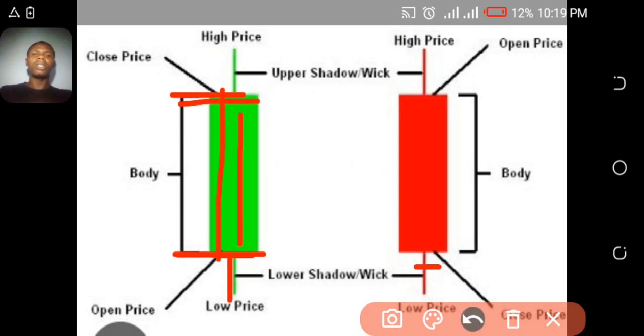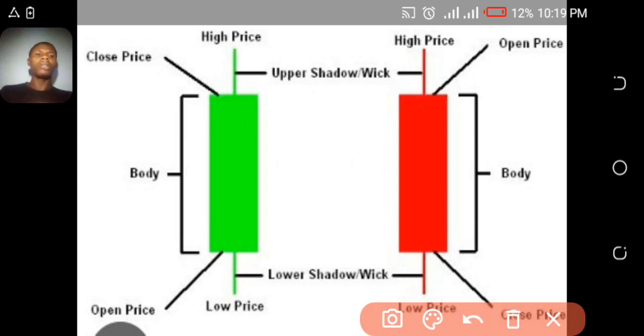So this tells us that the wick doesn't really matter, but what matters is the body. That's what we're calculating for the first market.